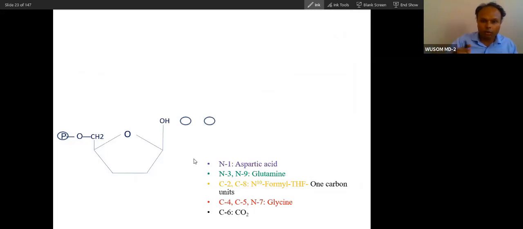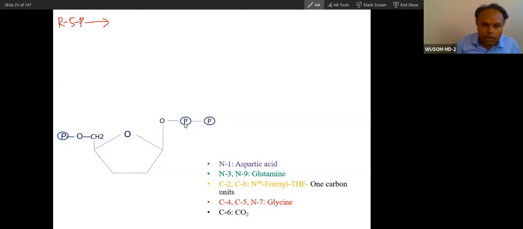Now let's see. We will talk about this animated picture. So how is this whole purine synthesized? See this. What is this compound called? Ribose 5-phosphate. Isn't it ribose 5-phosphate? So this ribose phosphate actually will form what? This PRPP. This whole molecule you can see is PRPP.